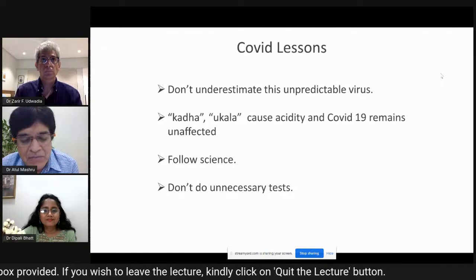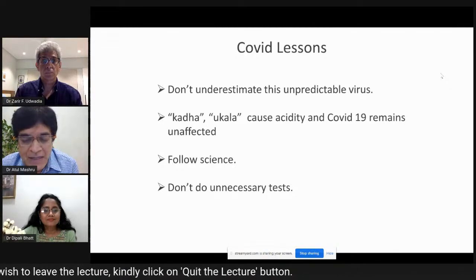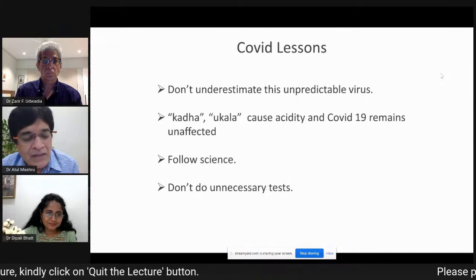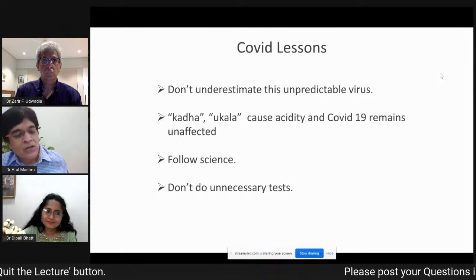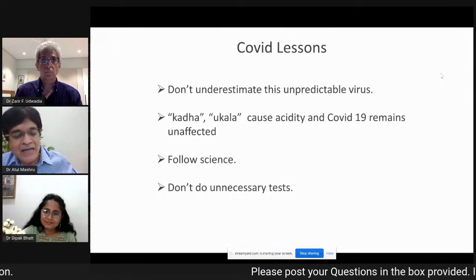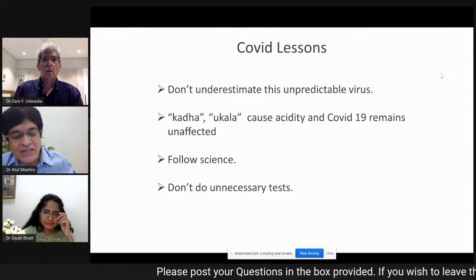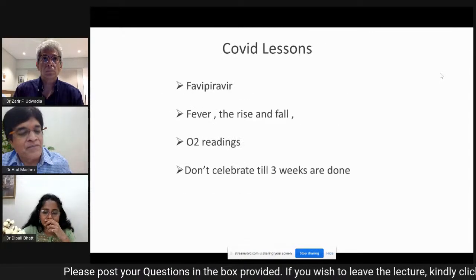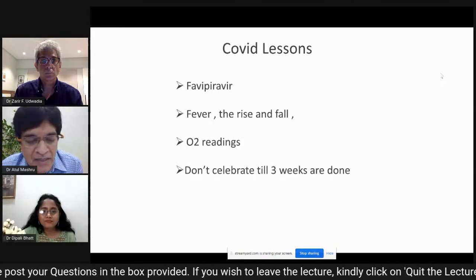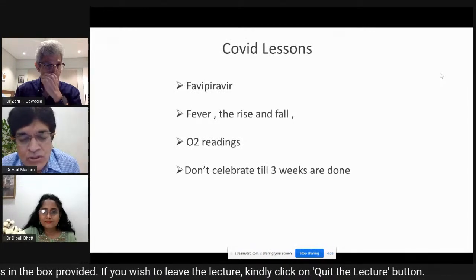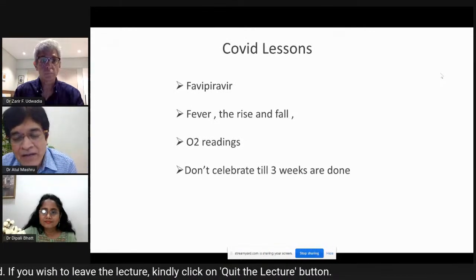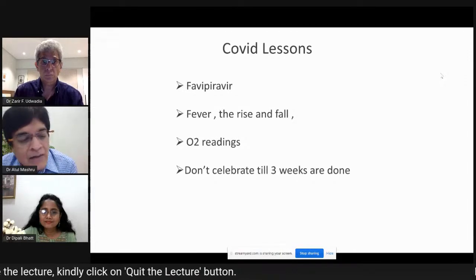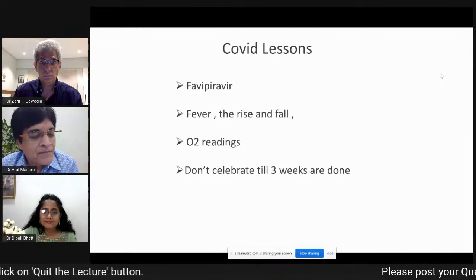Reserve our time-tested medicines for the right disease. Imagine the drug resistance we will create by doing this. Don't do unnecessary tests like IL-6. Don't do CT scans in the early disease. To combat this virus, I used and benefited from the antiviral from Japan, that is favipiravir.